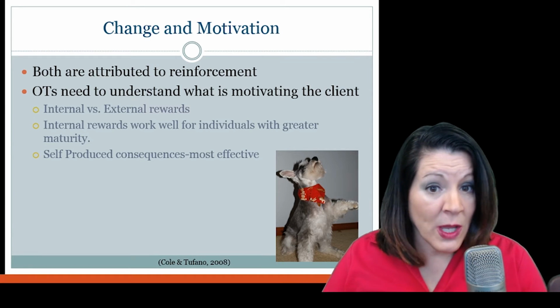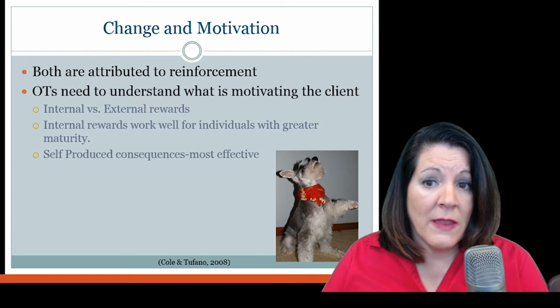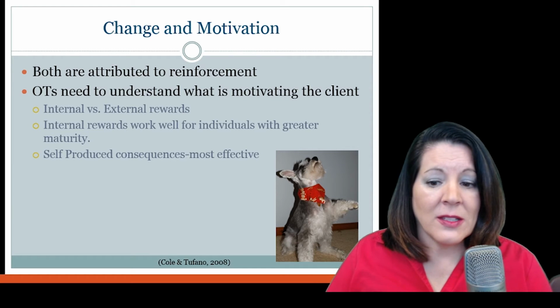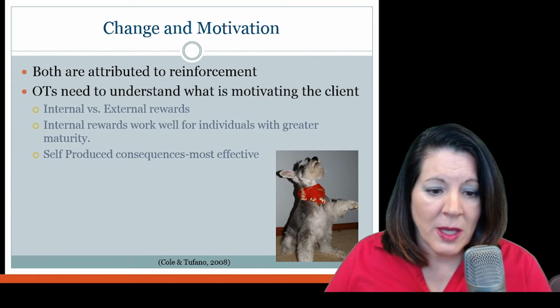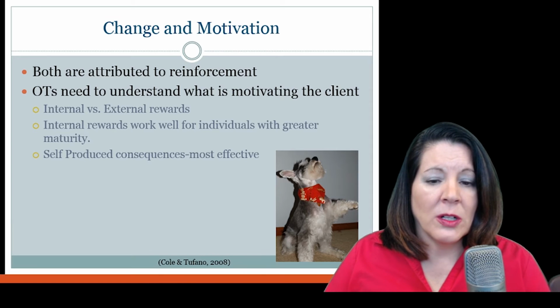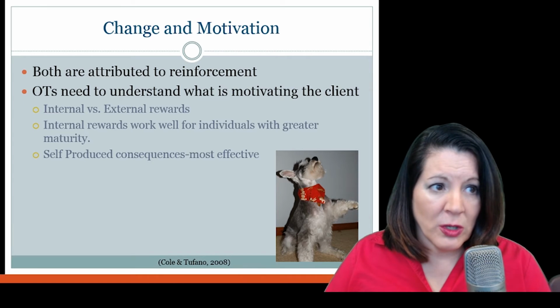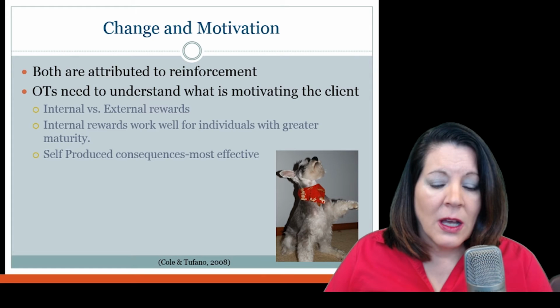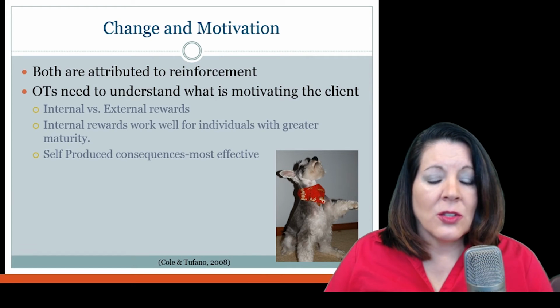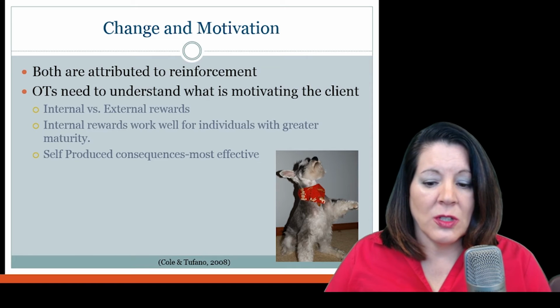Now, a person can also have internal rewards, so don't get me wrong on that. A person can simply be satisfied with their performance, and that's enough of a reinforcement for them, okay? So internal rewards actually work better for individuals with greater maturity who are at a higher level, and it's also more sustainable then. So those self-produced consequences are usually the most effective.